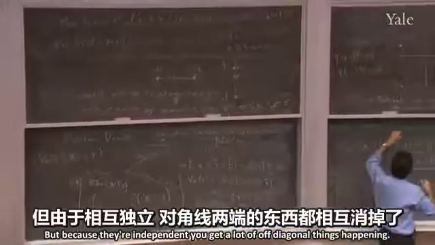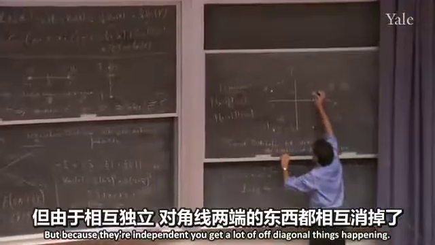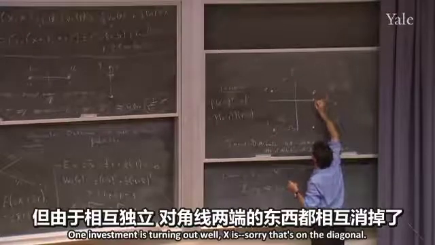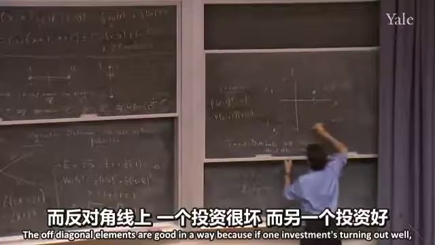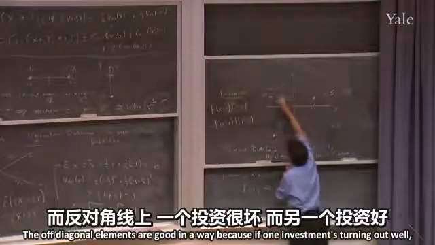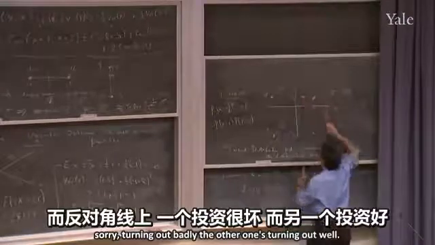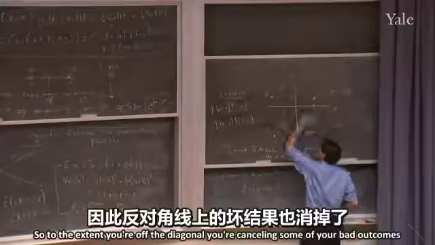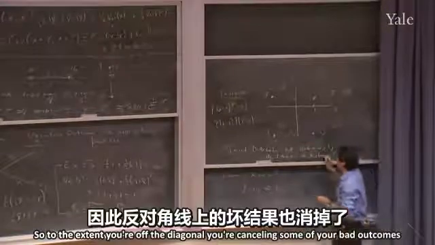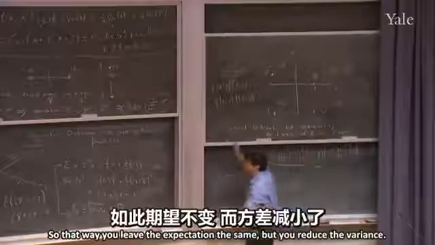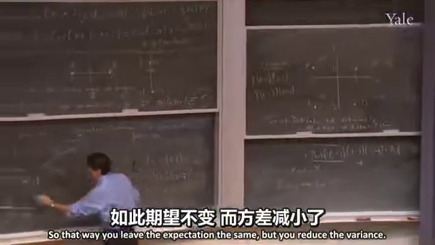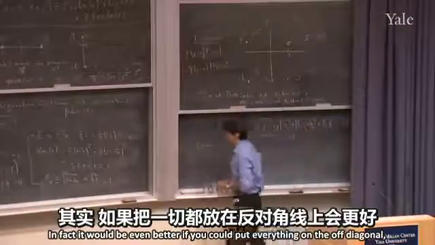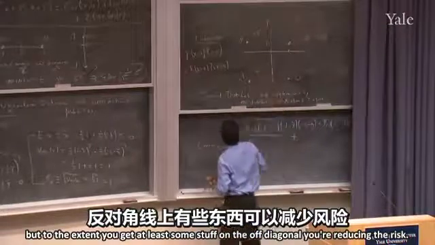But because they're independent, you get a lot of off-diagonal things happening. The off-diagonal things, remember, are canceling. That's on the diagonal, sorry. The off-diagonal elements are good in a way, because if one investment's turning out badly, the other one's turning out well. So here, investment Y is turning out badly, but X is turning out well. To the extent you're off the diagonal, you're canceling some of your bad outcomes, because one's good and the other's bad. So you leave the expectation the same, but you reduce the variance. In fact, it would be even better if you could put everything on the off-diagonal. But to the extent you get at least some stuff on the off-diagonal, you're reducing the risk.